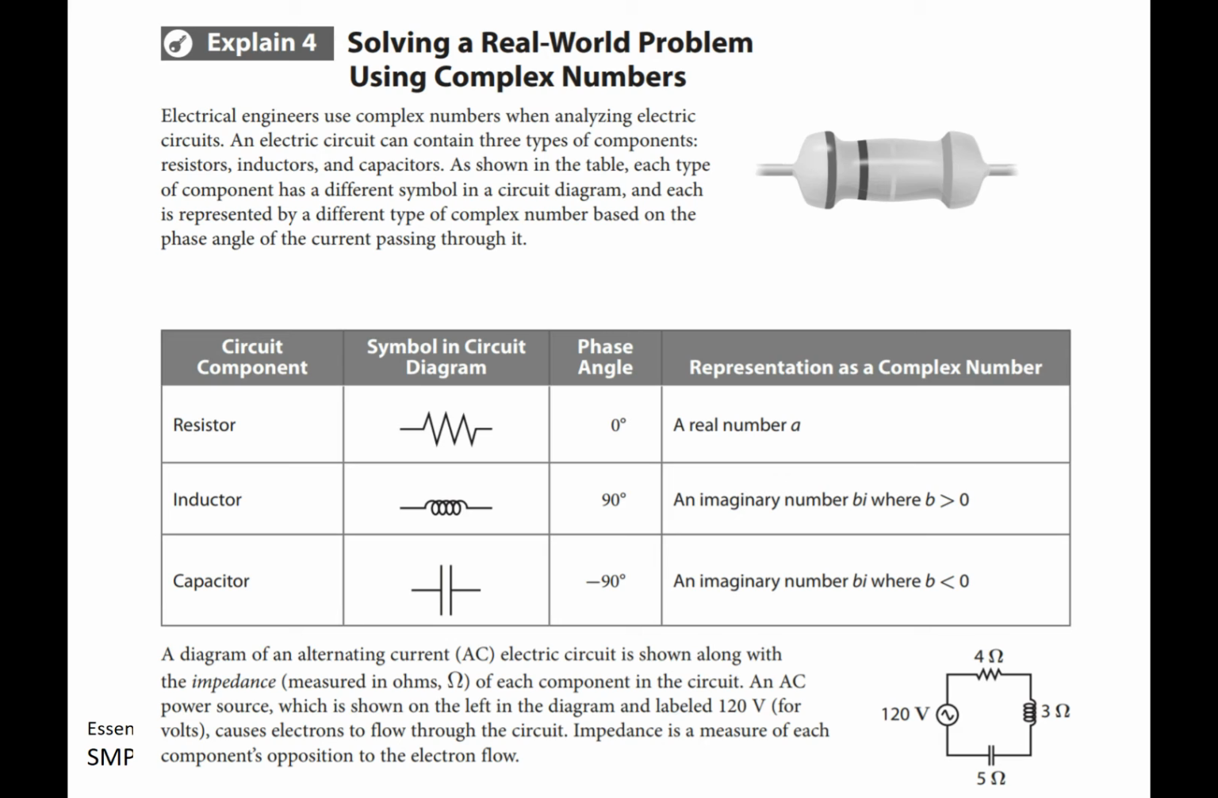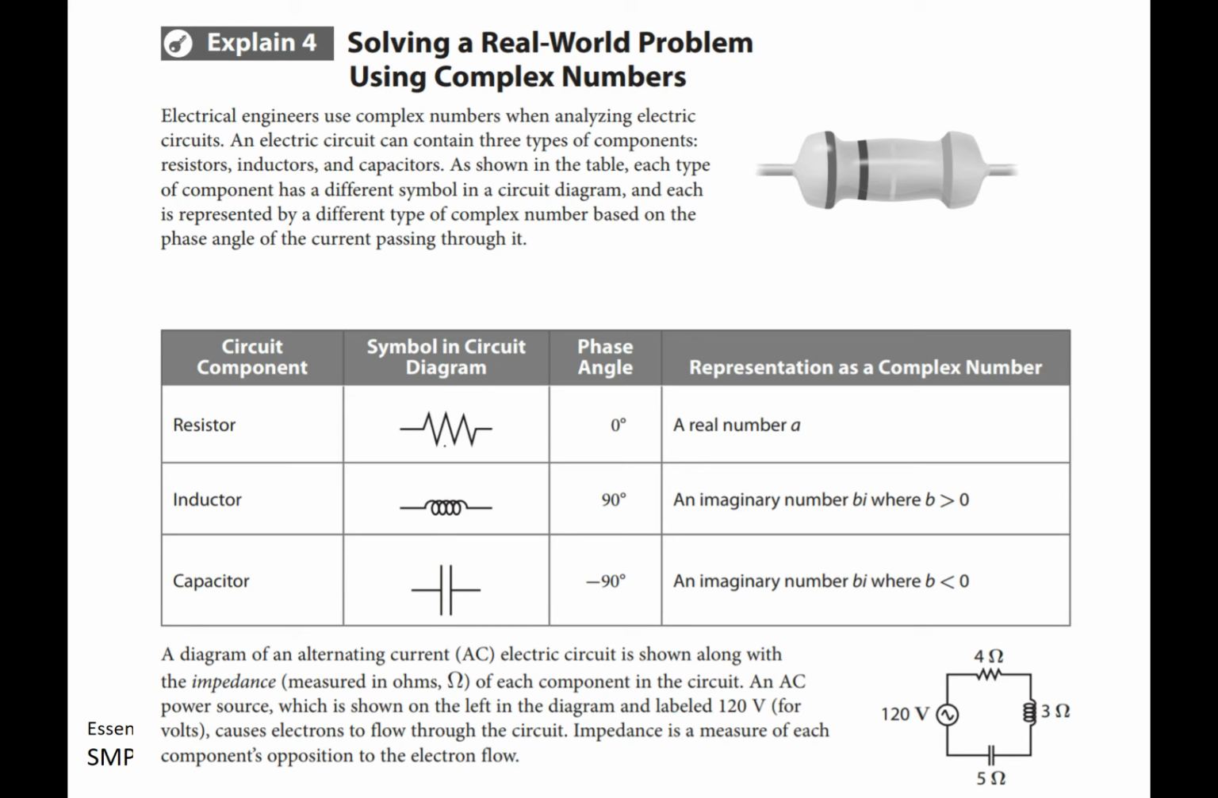So electrical engineers use complex numbers when analyzing electrical circuits. An electric circuit can contain 3 types of components: resistors, inductors, and capacitors. As shown in the table, each type of component has a different symbol in a circuit diagram, and each is represented by a different type of complex number based on the phase angle of the current passing through it.